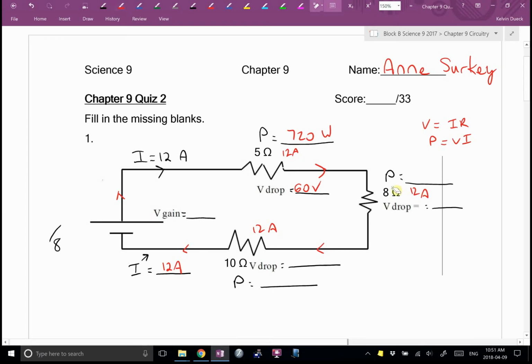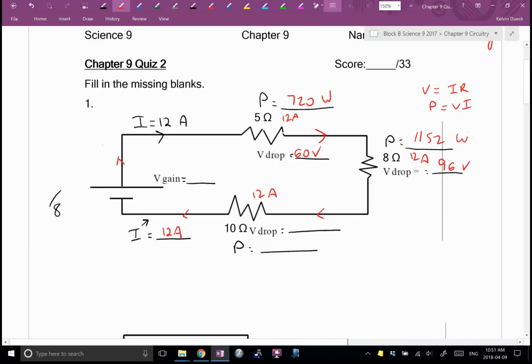Okay. I know 2 things, so I know the voltage is going to be I, 12 times 8. 12 times 8 is 84? Or 96? 96. So this is a 96 volt resistor. How much power? It's going to be 96 times 12, V times I. Well, 100 times 12 would be 1200. 96 times 12, it's going to be 1200 take away 48. Is it 1,104? Or am I way off? 1,152. And power is measured in watts.